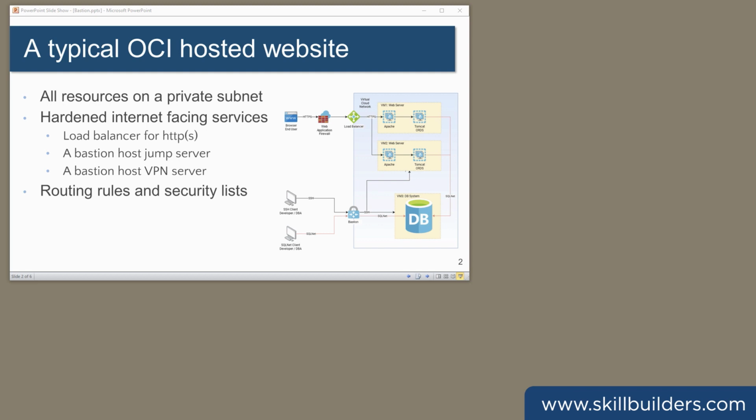This is the sort of thing we would configure for a small to medium environment. Here we've got a database running in a DB system, and then we've got two web application servers. The website will be accessed by end users using browsers through a load balancer, which we'll probably protect with a web application firewall.